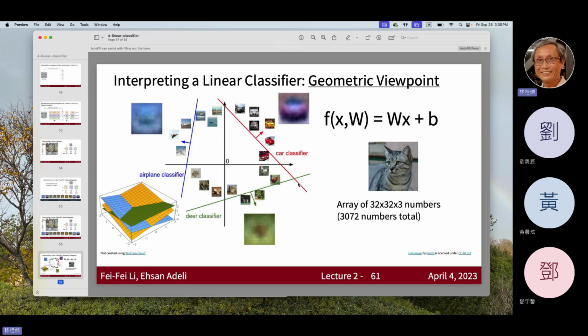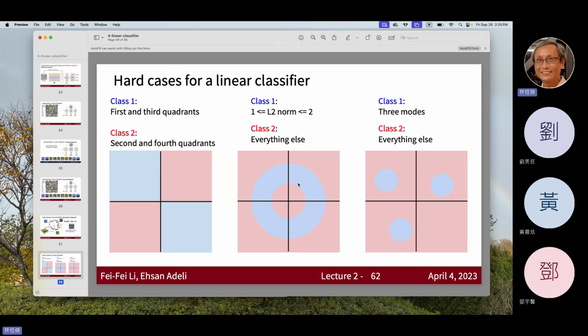I'm not going to talk about this one. Basically, there's another way of looking at how we interpret these weights.